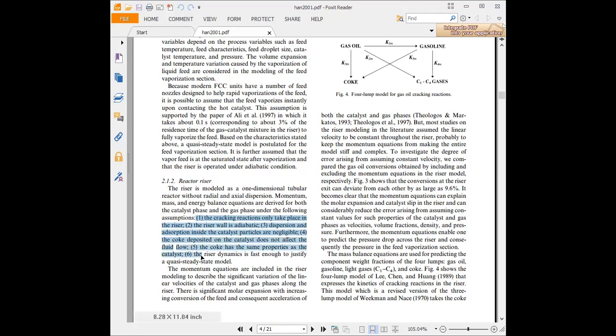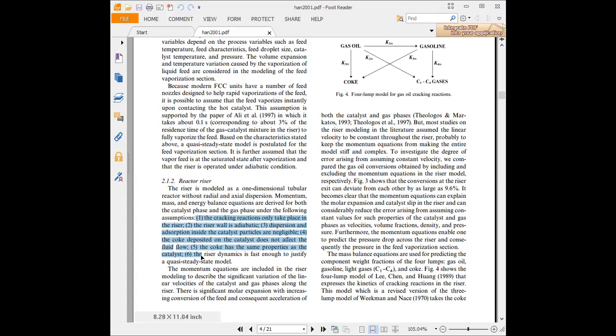Okay, maybe in terms of catalyst phase and the gas phase. And these are the six assumptions they have used. Like the cracking reactions only take place in the riser. The riser wall is adiabatic. Dispersion and adsorption inside the catalyst particles are negligible.